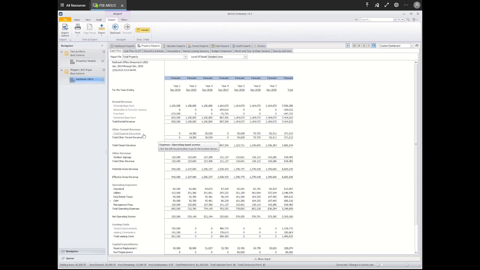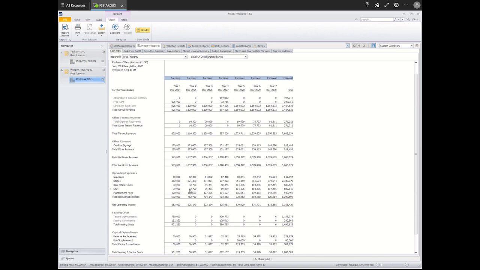Let's see here. We have recoveries. So we have expense recoveries. This is basically Esser Price paying their pro rata portion of some of the expenses that are recoverable. Here's our outdoor signage again. We see our expenses, which haven't really changed.